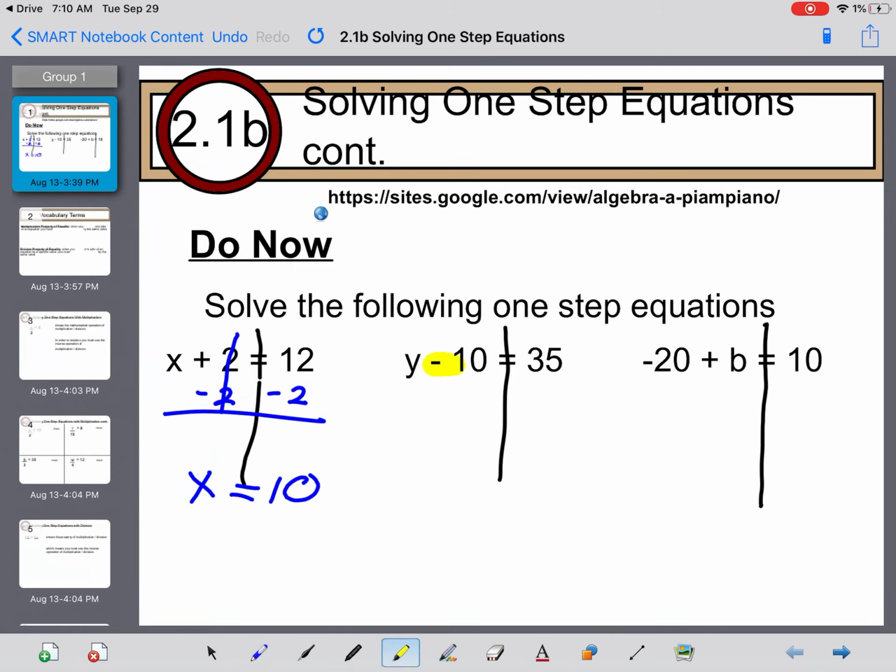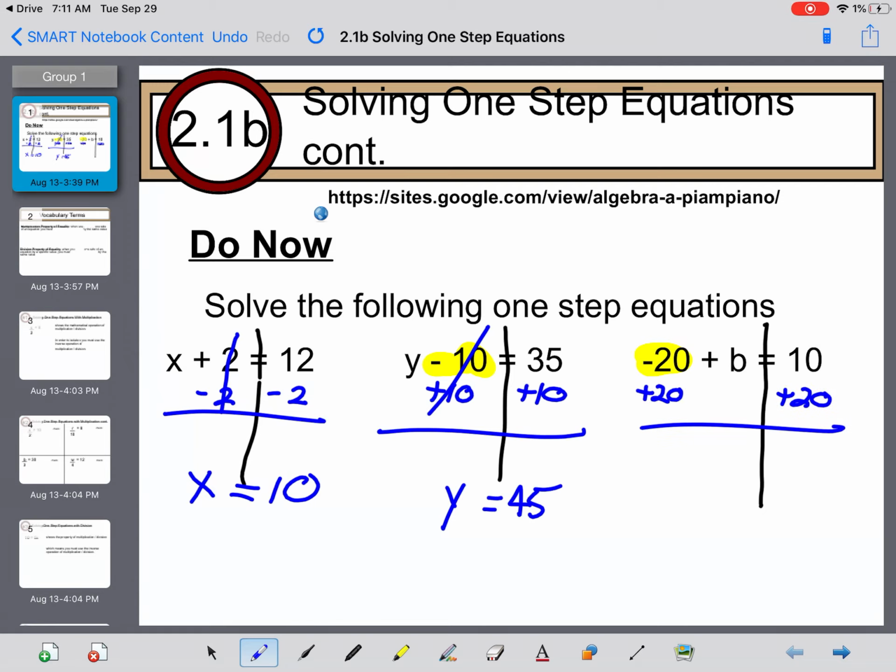The next one, y is being subtracted by 10. You're going to add it to both sides. 10's cancel. Y is equal to 35 plus 10 is 45. Now the last one, you see addition, but the value of this 20 is negative, so you're going to add it to both sides. You get b equals 30.